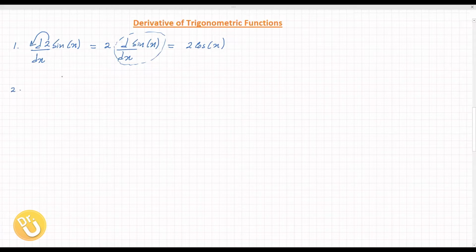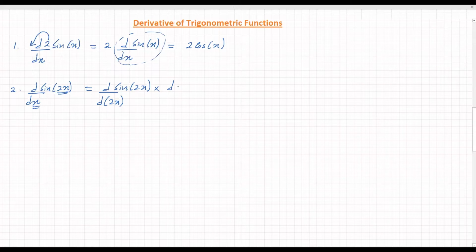The second variation: if you have d/dx of sin 2x, you can see you have 2x here, and the variable associated with the derivative is x. So you have to use the chain rule. You will produce d(2x) over here, so that you can properly implement the chain rule, and then you can put dx over here. So now this is your chain rule.